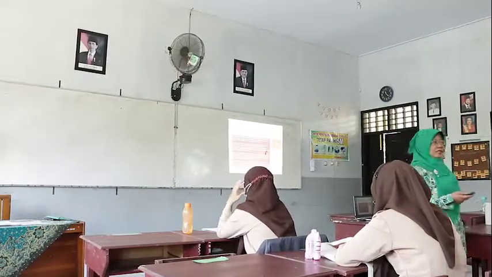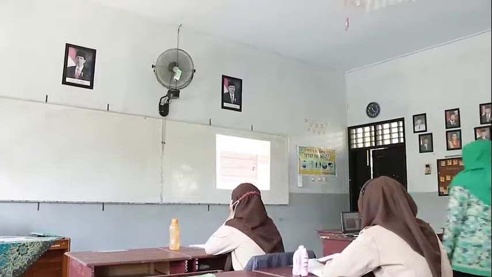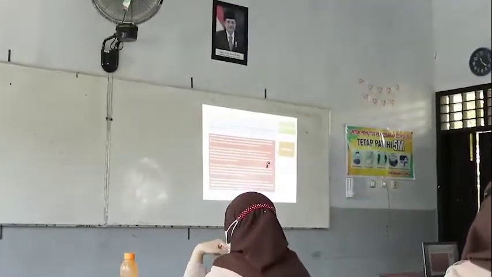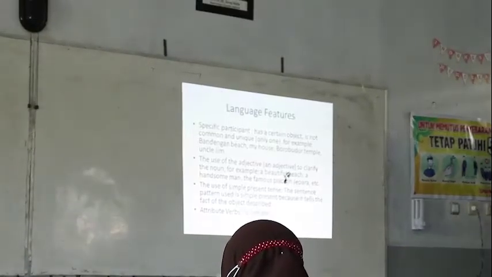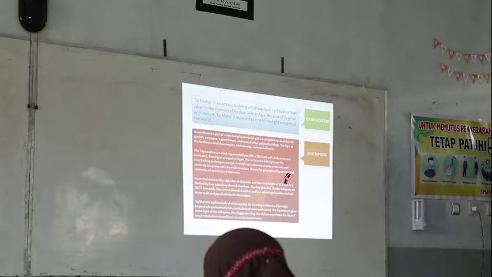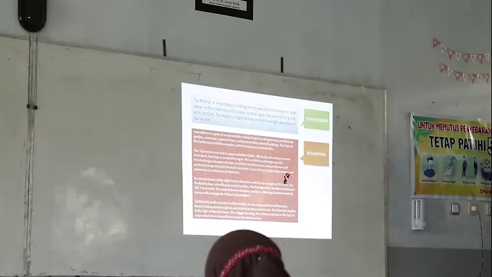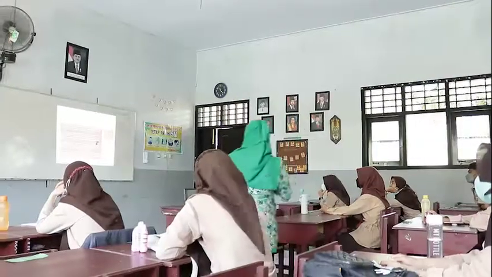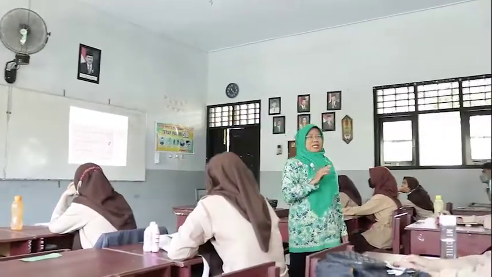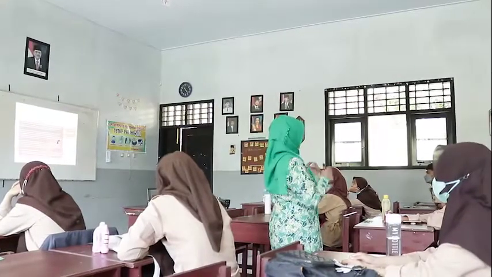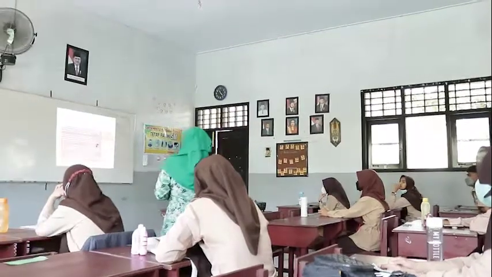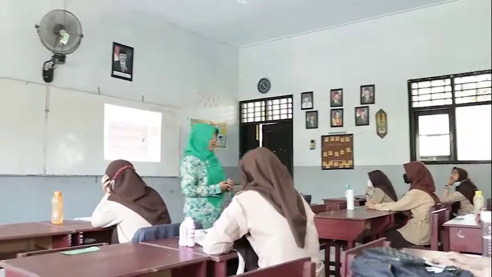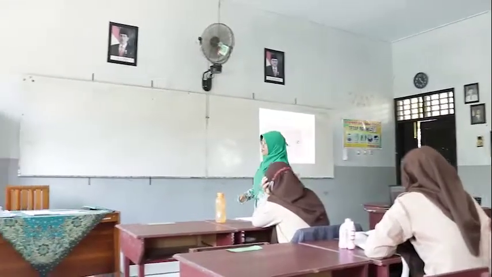The second question is from Saryanita. The general structure of descriptive text. The first one is identification, and the second one is description. In identification, you can find the identity of something or someone who is described in the text. And in the description, you can find the description of someone or something you describe in the text. I think that's enough.